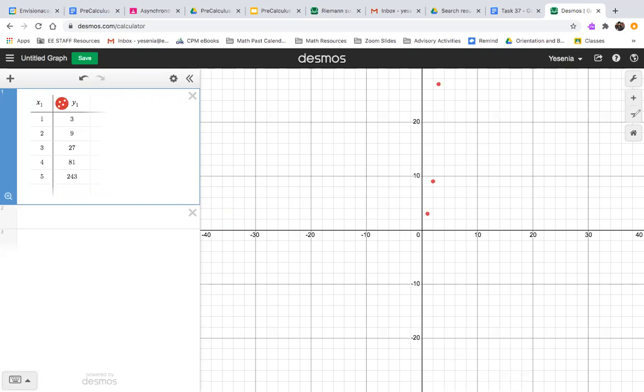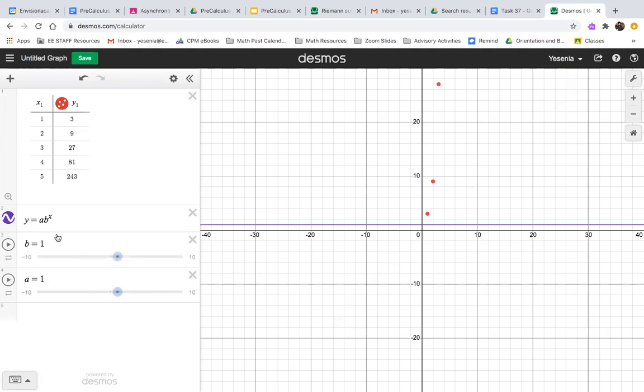Awesome. So now we're going to just try to figure out what exponential equation best models this function. The standard form of an exponential equation is y equals ab to the x power. Step 1 is you're going to type that out. Then you're going to add your sliders, a and b. And we know that b is 3. So b is 3, so I'm going to already just align that. And it already looks perfect.